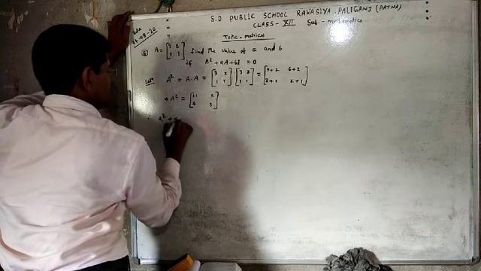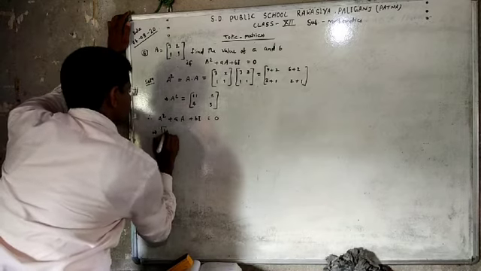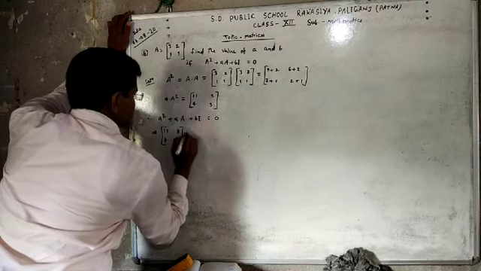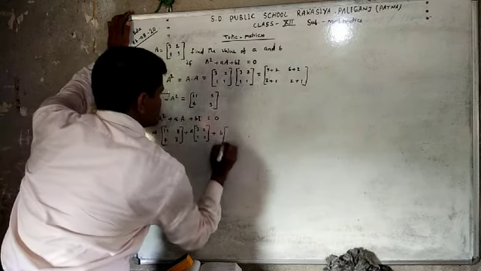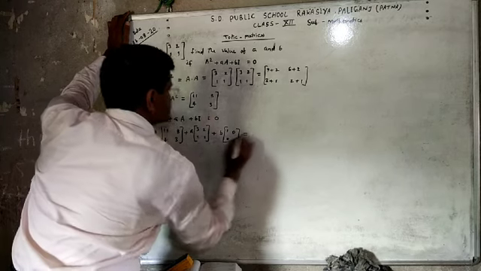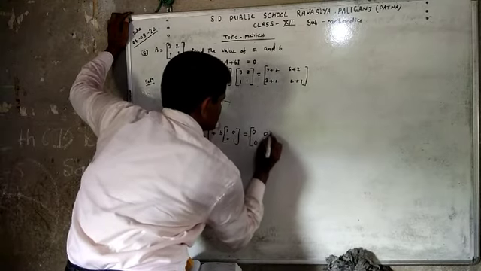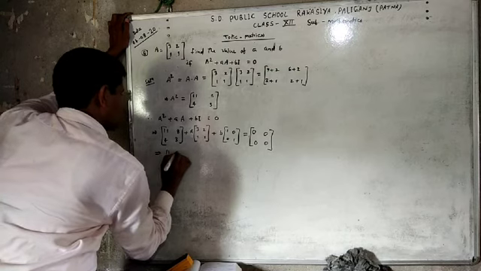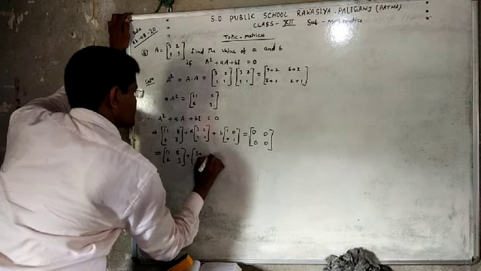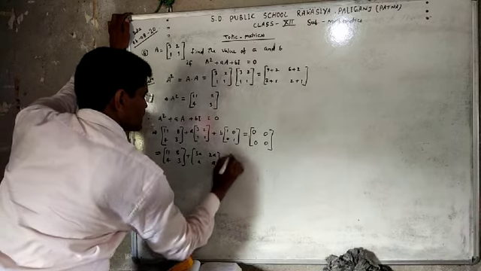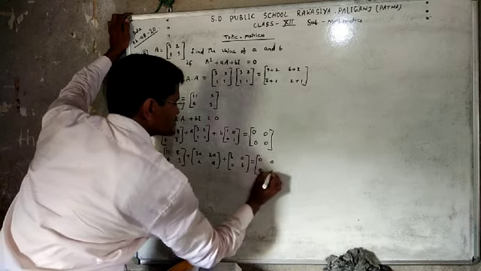Therefore, A squared plus aA plus bI equals 0. A squared is the matrix [11, 8; 4, 3], plus a times the matrix A, which is [3, 2; 1, 1], plus b times [1, 0; 0, 1], equals 0. Here 0 is the zero matrix of order 2 by 2. This is the matrix [11, 8; 4, 3], plus [3a, 2a; a, a], plus [b, 0; 0, b], equals [0, 0; 0, 0].